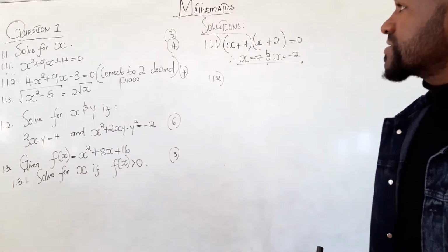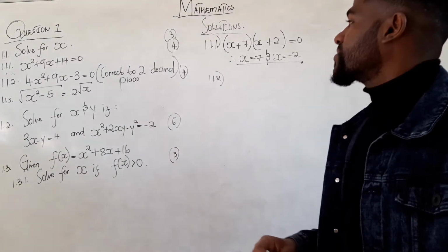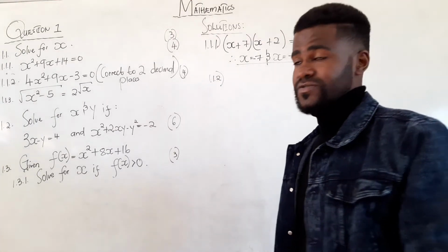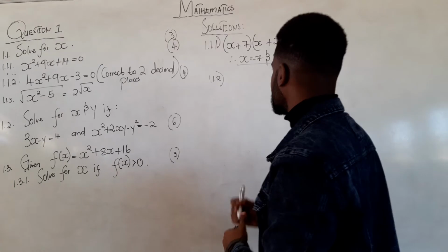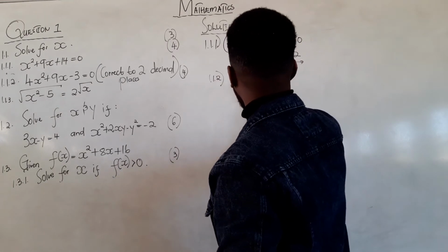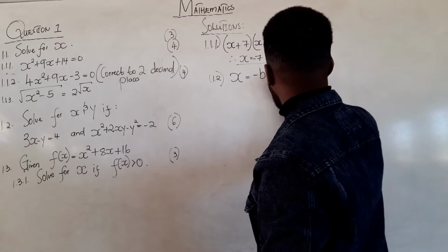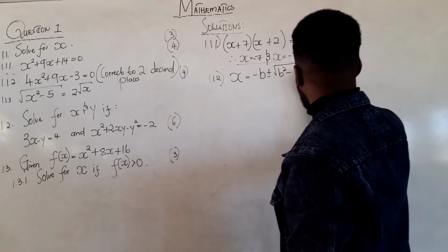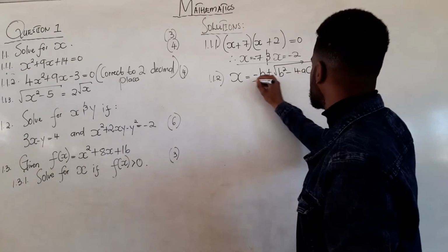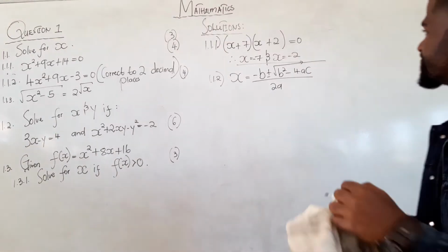The second question, 4x squared plus 9x minus 3, correct to two decimal places. When they say correct to two decimal places, we're going to use our quadratic formula. Therefore, our formula states that x is equal to negative b plus or minus the root of b squared minus 4ac, all divided by 2a.